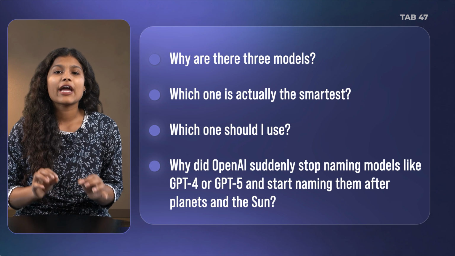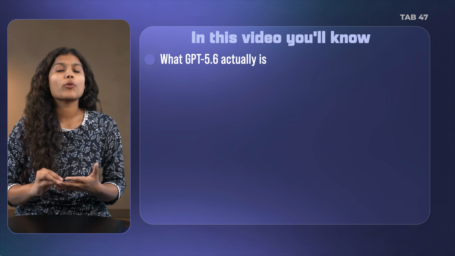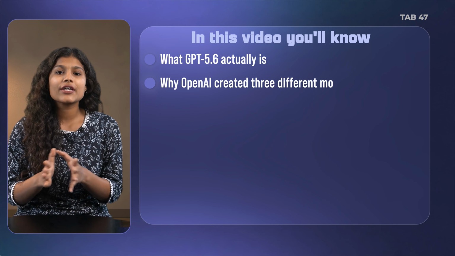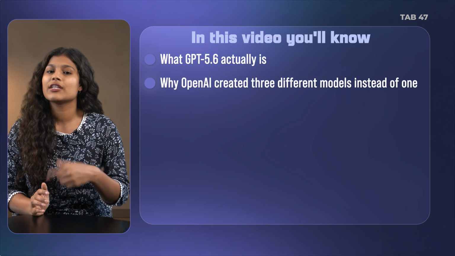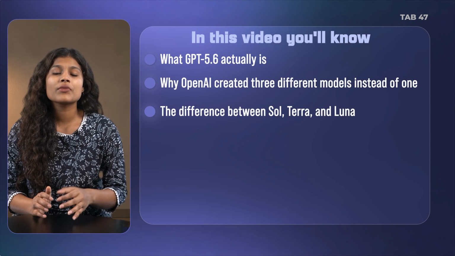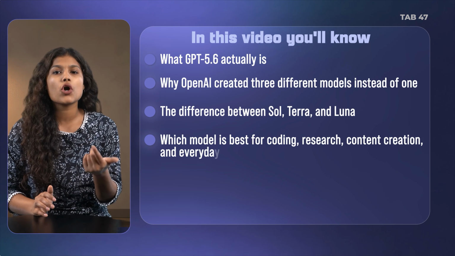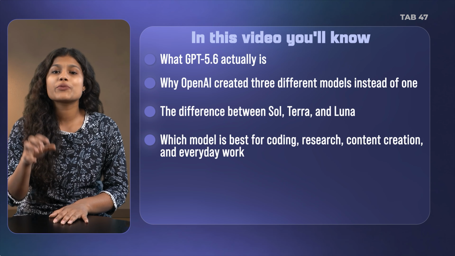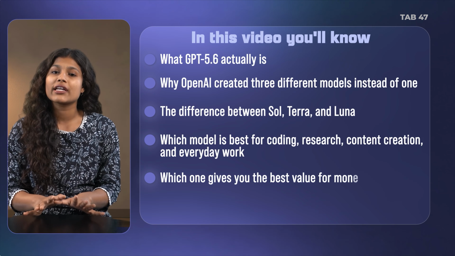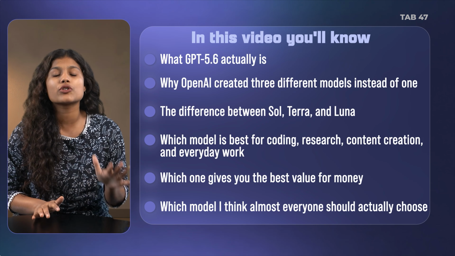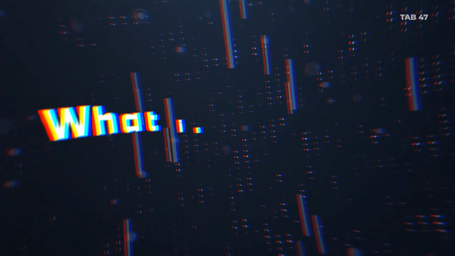By the end of this video, you'll know what GPT 5.6 actually is, why OpenAI created three different models instead of one, the difference between Sol, Terra, and Luna, which model is best for coding, research, content creation, and everyday work, which one gives you the best value for money, and finally, which model I think almost everyone should actually choose. So let's start with the biggest question: what is GPT 5.6?